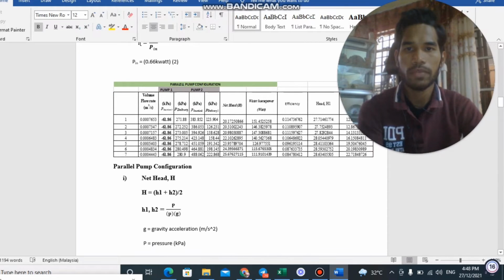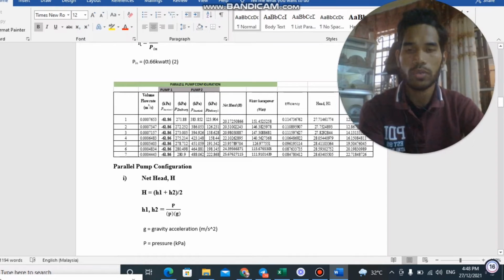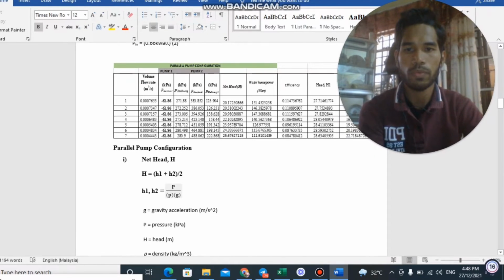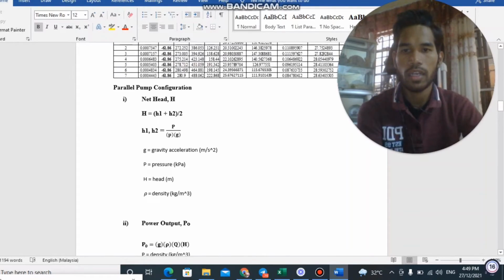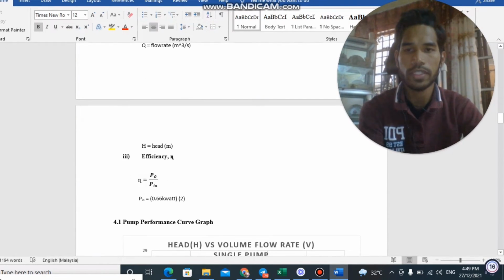And then this is a table for the parallel pump configuration. For the calculation for the head, we must find head 1 and head 2 from the formula, and then we must add H1 and H2 and divide by 2. We get the net head. And then this is a calculation for the power output. This is the calculation for the efficiency, and for the P in, we must multiply by 2.